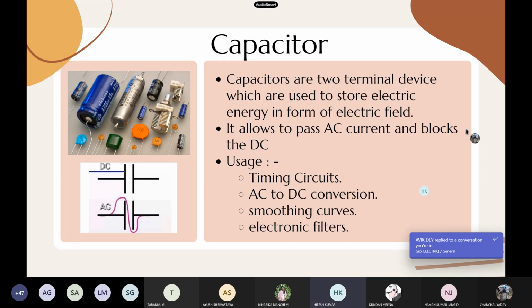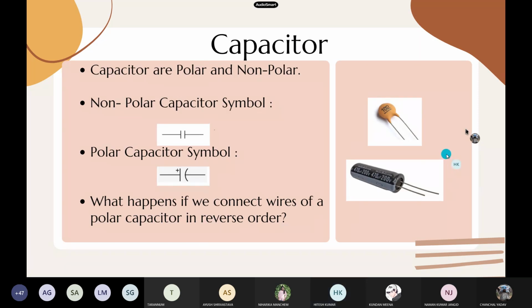Capacitors have different properties, so they are used in different types of circuits like timing circuits, AC to DC conversion circuits, and some types of electronic filters. We have all studied about the capacitor in our 10+2. But here comes a new thing: there are two types of capacitors. Capacitors can be polar or non-polar.